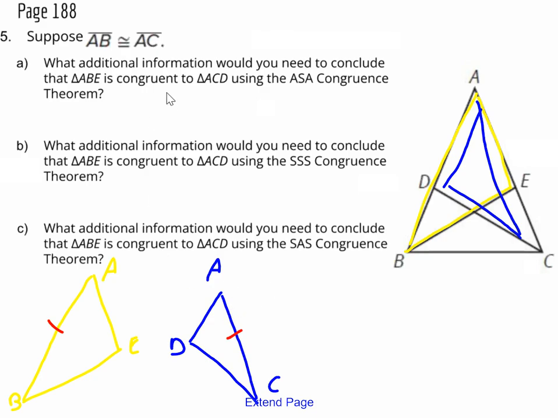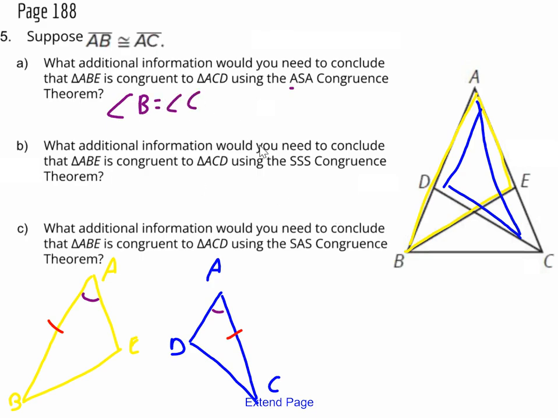So we want to know what additional information you need to conclude that these two triangles are congruent by side, angle, side. For this one, I'm glad I separated these because now I can see that angle A is the same in both. So if I want to do angle, side, angle, that would be an included side. So I would need to know that angle C is the same as angle B.